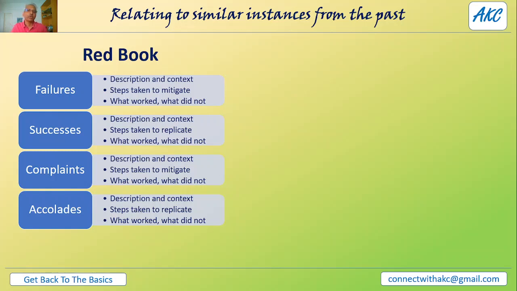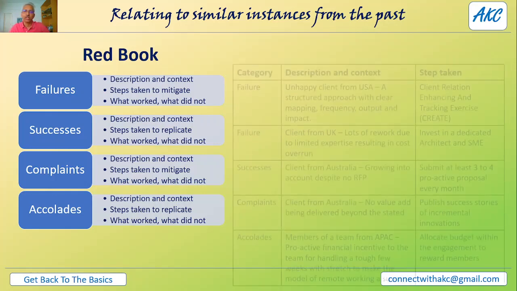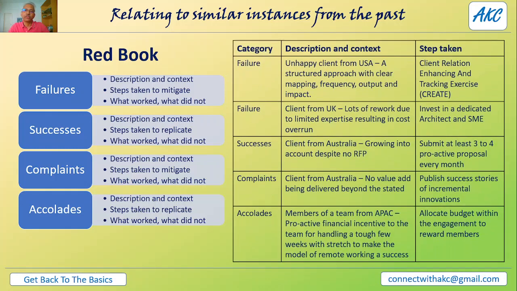When you collate, at the end of the project or during the project, some of the key successes and failures under these categories, with context, steps taken, and what worked and what did not, that becomes your Red Book, which you can keep referring to. So this is one thing which I used. And from that, for this particular instance, the strained relation we are talking about, we pulled out what we had done in the past.